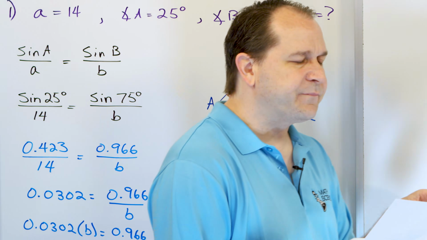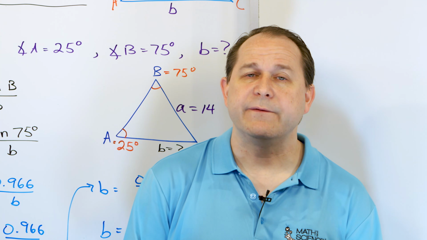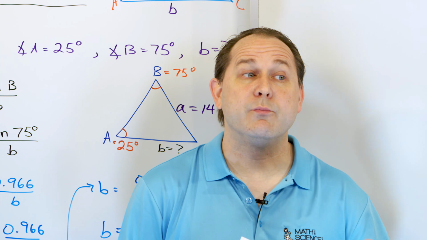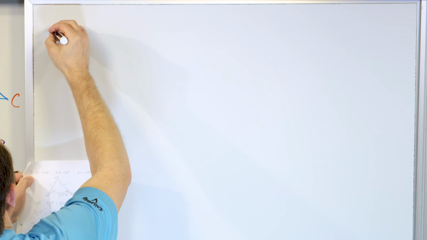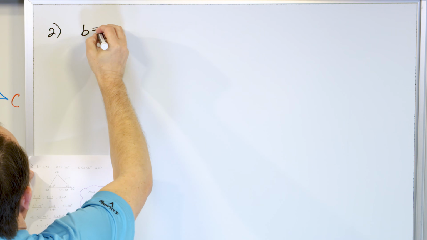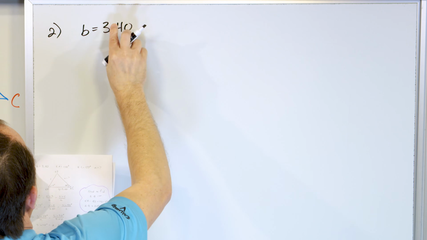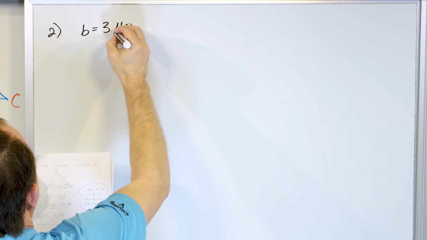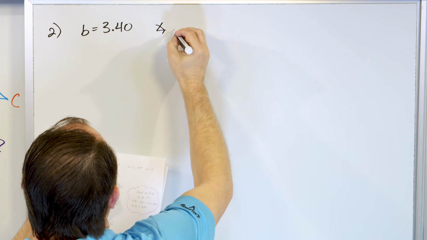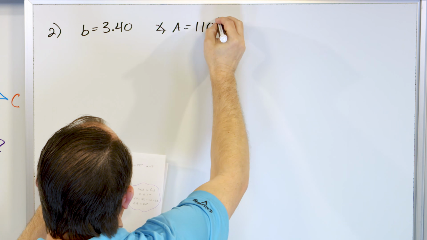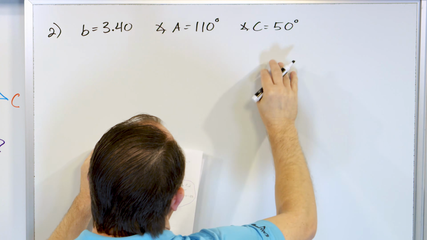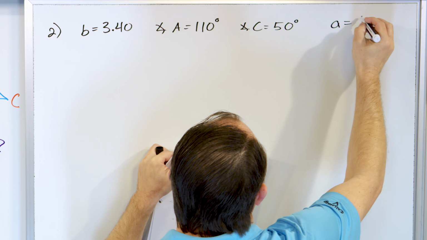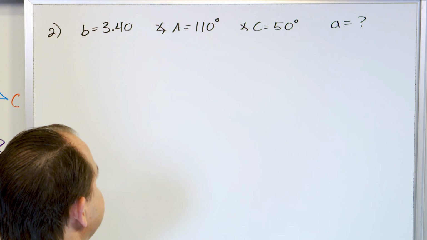All right, now what we're going to do is solve one more problem to give you a feel for how to use the law of sines, and then we're going to derive it so you can see where it comes from. All right, next problem. So here we have, if I tell you that b is equal to 3.40, let me make this decimal a little easier to read, 3.40, and I tell you that angle A is equal to 110 degrees, and I tell you that angle C is 50 degrees, tell me what the side A of this triangle is.